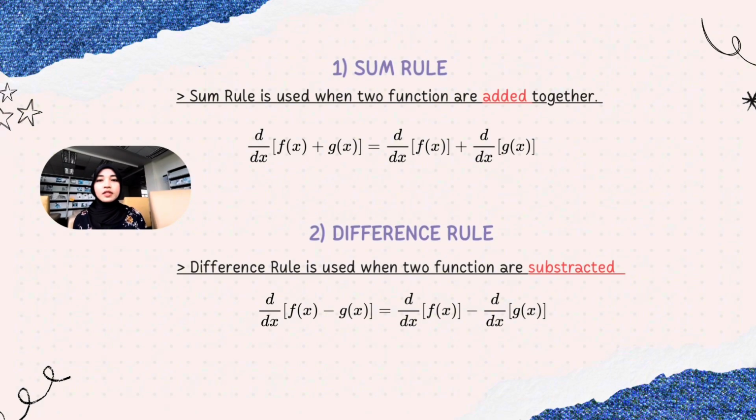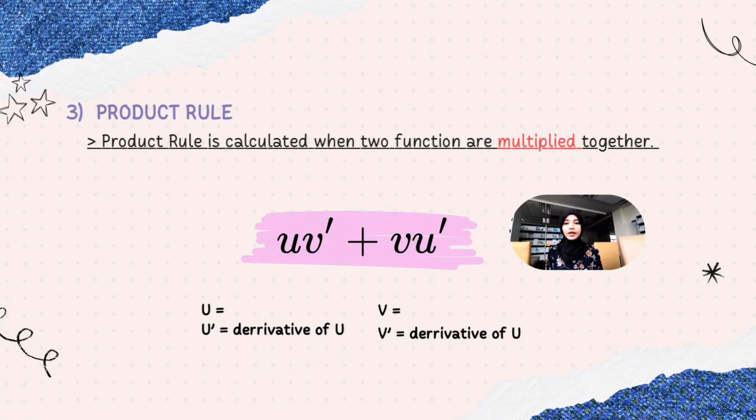First one, we have the sum rule. Sum rule is used when two functions are added together. Number 2, difference rule. Difference rule is used when two functions are subtracted. Number 3, we have product rule. Product rule is calculated when two functions are multiplied together.